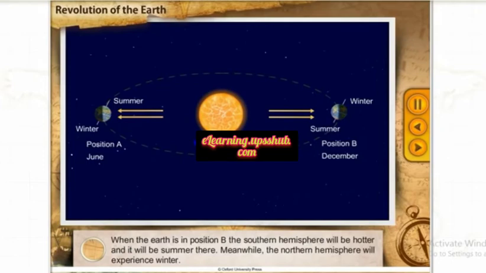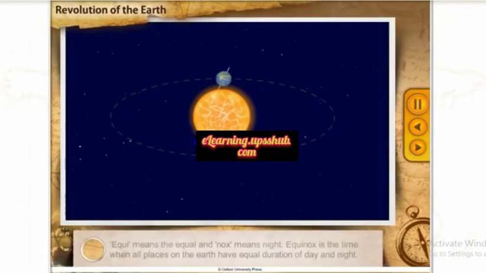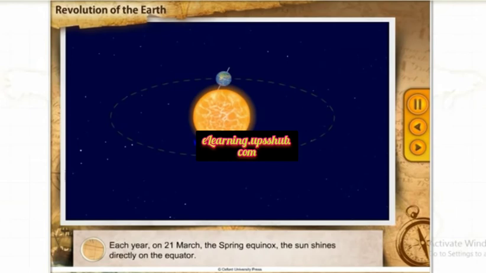So now we'll be looking at the meaning of equi and nox, which is equinox. Sometimes you choose to say we have a longer day and a shorter night, or a shorter night and a longer day. Anyways, equi means equal and nox means night. Equinox is the time where all places on earth have the same duration of day and night. You can also say equal day and equal night.